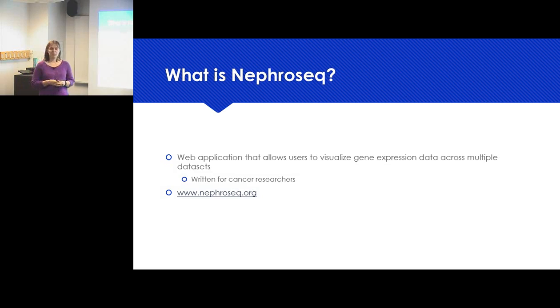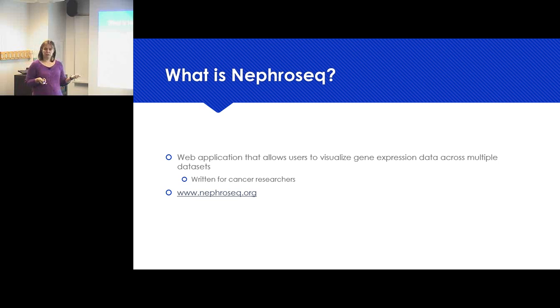So first of all, how many people here have heard of Nephroseq? Okay, I see a lot of hands. Good. So it's a web application that allows our users to visualize gene expression data in data sets across multiple data sets. So a lot of times you'll have one data set and you can look at it and that's interesting, but it's really nice to be able to compare that to other people who have done similar studies and say, is this gene upregulated in this other disease, or is it upregulated in their data set as well, to make sure that there's not something weird going on with yours. You can actually see that it's maybe something real.